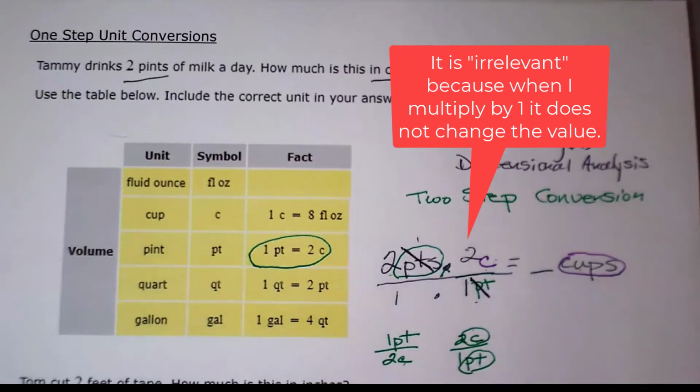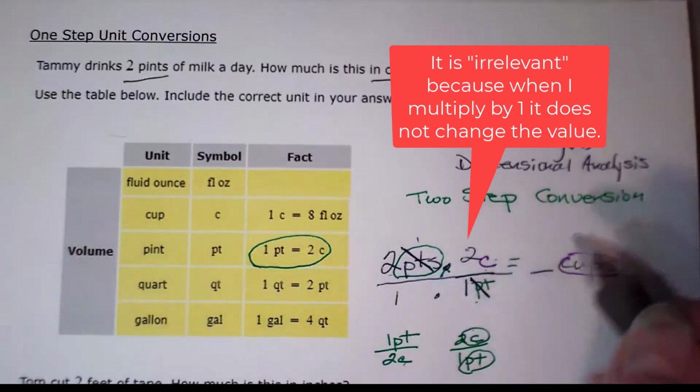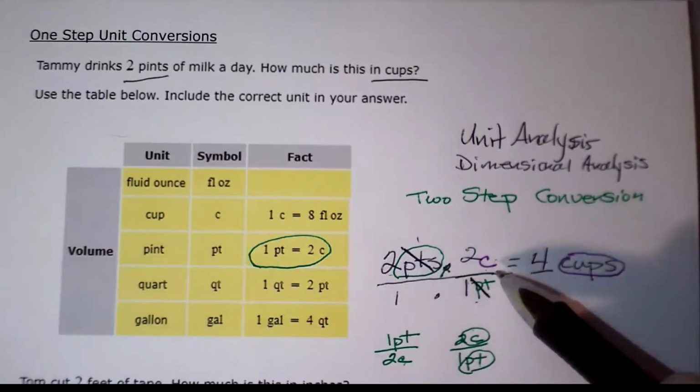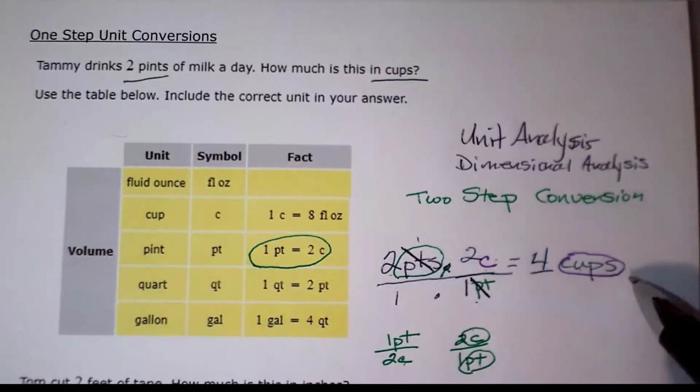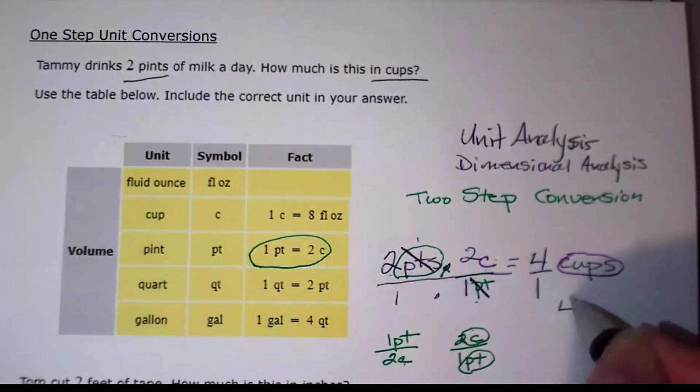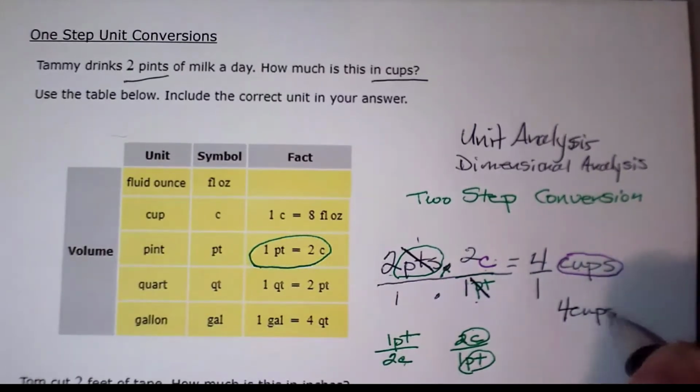So then my solution is 2 times 2 is 4. No measurement unit, no unit times this unit gives me cups. 1 times 1 gives me 1. And really my final answer is 4 cups because anything over 1 is itself.